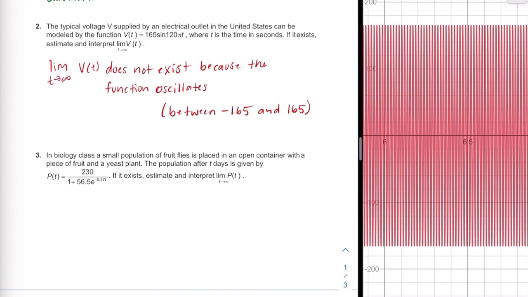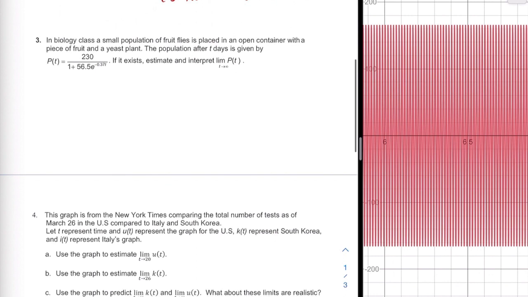All right, problem 3. In biology class, a small population of fruit flies is placed in an open container with a piece of fruit and a yeast plant. Delicious. The population after t days is given by p of t equals 230 divided by 1 plus 56.5 e to the negative 0.37t. If it exists, estimate and interpret the limit as time goes to infinity.